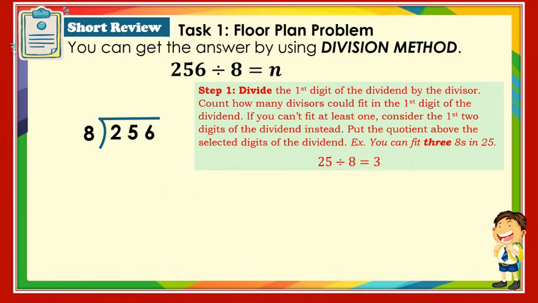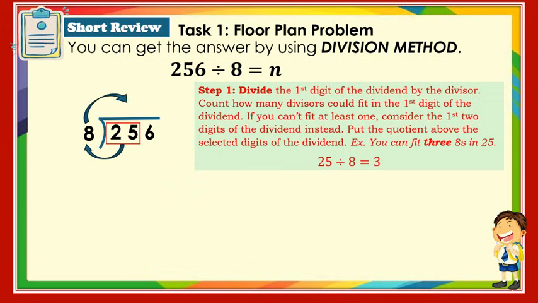Let's check. Can the first digit, 2, be divided by 8? Of course not. There is no 8 in 2, so we need to move to another digit. We'll use 2 digits instead. 25 divided by 8 is 3. There are 3 eights in 25. So let's put 3 above in the quotient. 25 divided by 8 is 3.